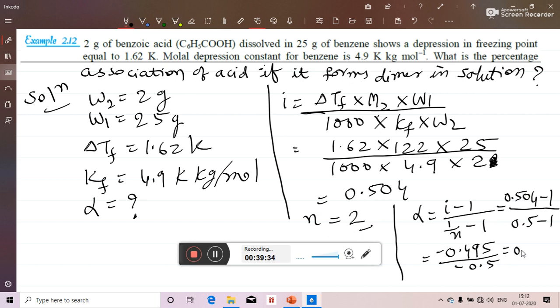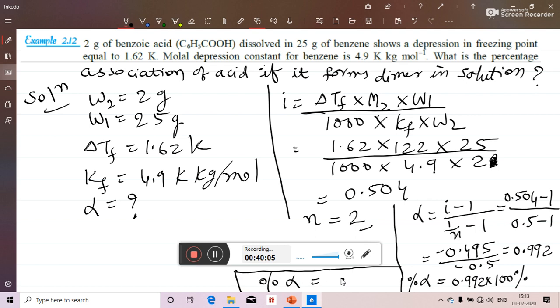0.992. Now percentage association is asked in the question. That means percentage alpha is asked. So in order to find out percentage alpha, we have to multiply 0.992 with 100%. So when you multiply 0.992 with 100%, our final answer of percentage association, that is percentage alpha, will be equal to 99.2%. So this is our answer.